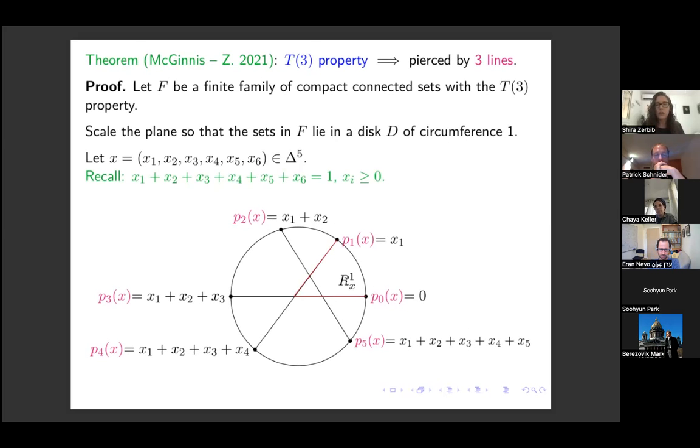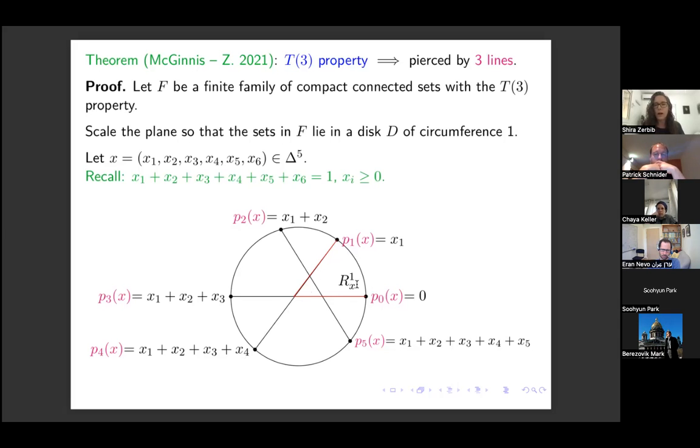So region Ri of X is the open region that is bounded by the lines Li, Li minus 1, and the arc between Pi and Pi minus 1. And I call the lines by the endpoints. I forgot to say that, sorry. So for example, this line is L1, but also L4. And this line here is L2, but also L5, and so on.